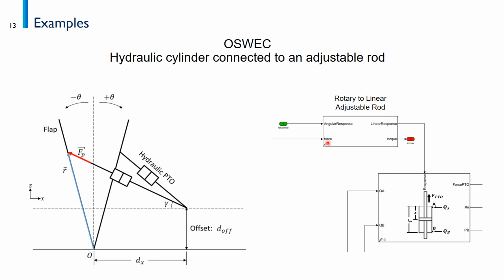So you need to connect that before your hydraulic system. In this example the hydraulic system is exactly the same as the one that I just previously mentioned, but in this case we need to put this motion conversion block to convert the rotational motion of the device into linear motion in the rod, right?